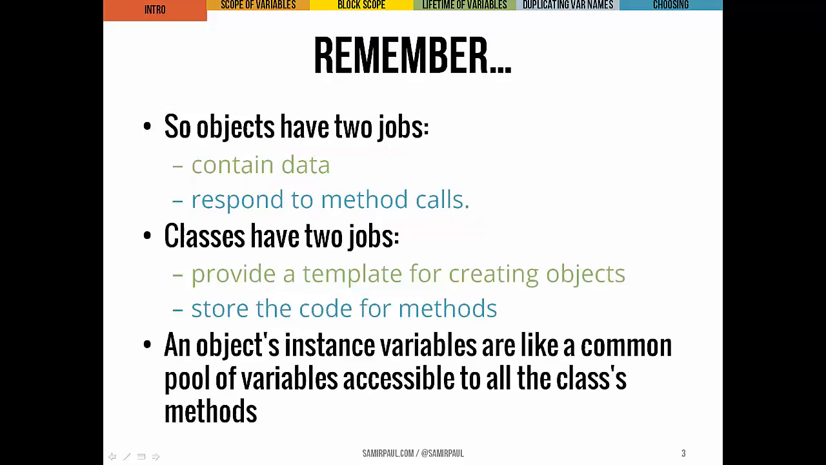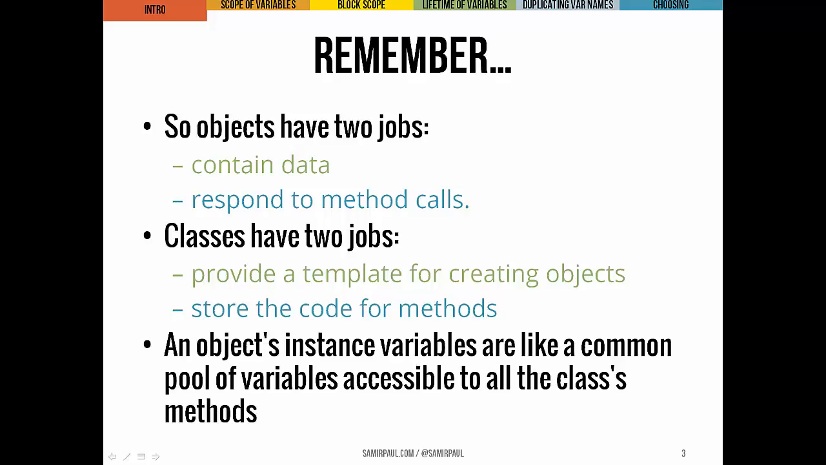So if you think about it, objects really have two jobs. They contain data or their own instance variables, and they respond to method calls by invoking the code from the class. And classes have two jobs as well. They provide this sort of template or blueprint for creating a particular type of object, and they store the code for the methods. So in other words, they get called eventually when we call a method, when we send a message like this to an object.